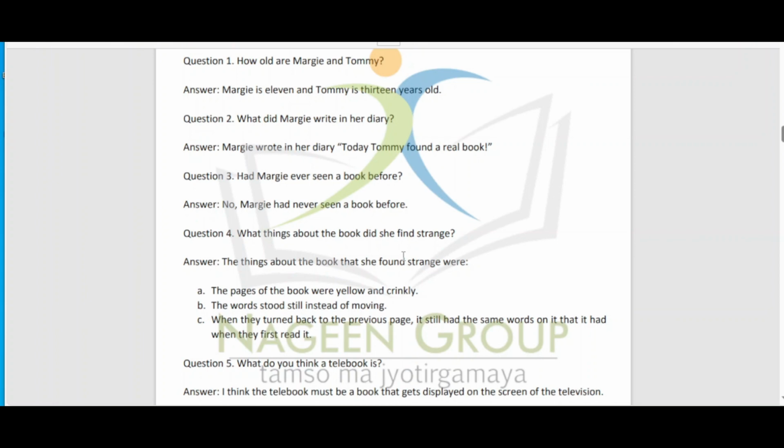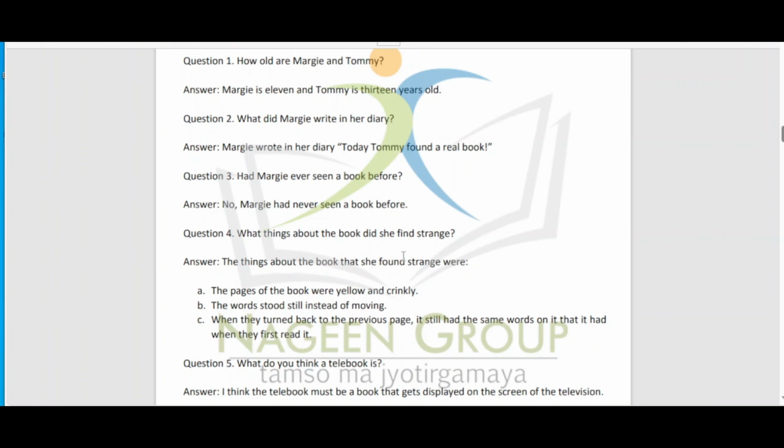The things about the book that she found strange were these. First one, the pages of the book were yellow. The pages became yellow because the book was traditional and a very old version. So the papers become yellow and crinkly. And the words stood still instead of moving because that is the traditional book. In that, words are properly printed at a place.